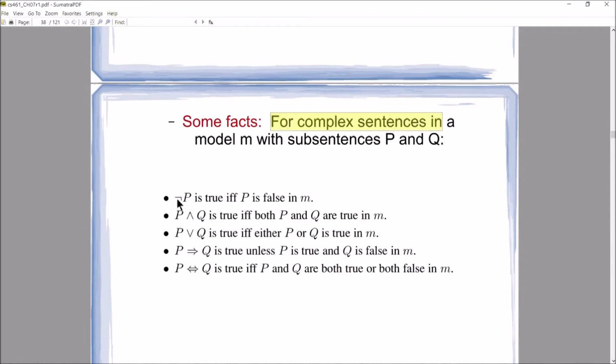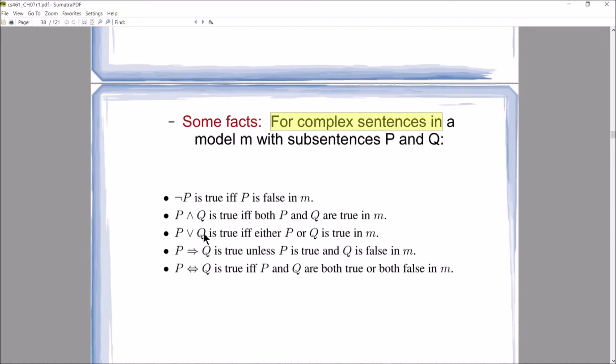Let's go ahead and look at a couple of facts for complex sentences, how this breaks down, okay? So, not P. That's true if and only if P is false in some model M. That's what this means, right? So, if P is assigned false, well, not false is true, for that model. P and Q, I already kind of gave you a summary of this, but it's true if and only if both P and Q are true in that model, right? Just like what you're used to with logical operators, P and Q. If P is true, Q is true, the whole thing's true, otherwise it's false.